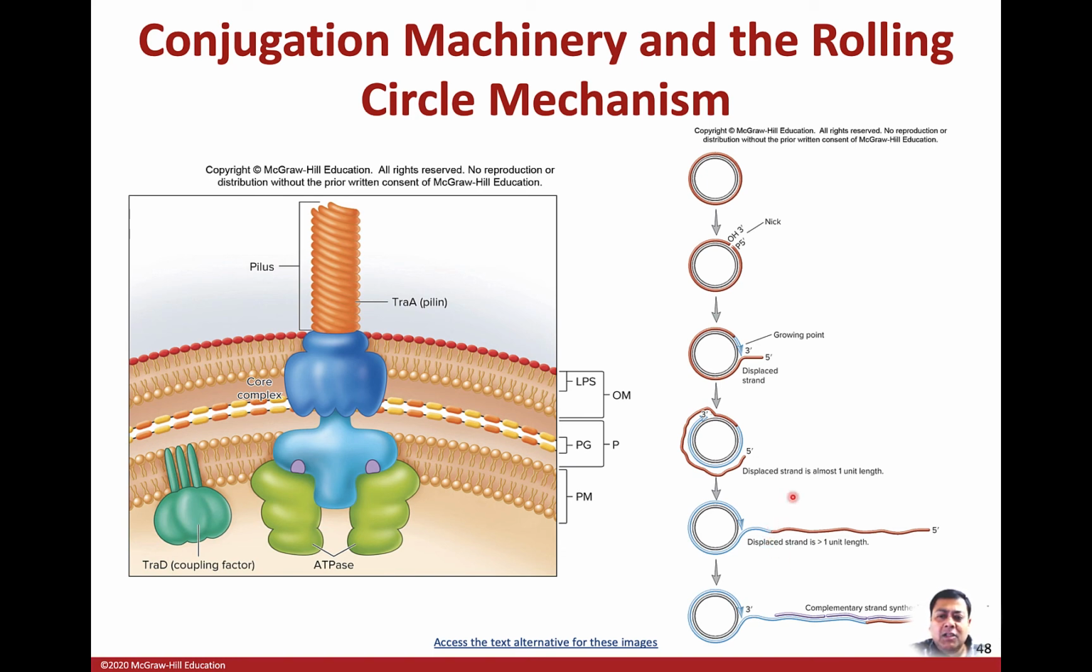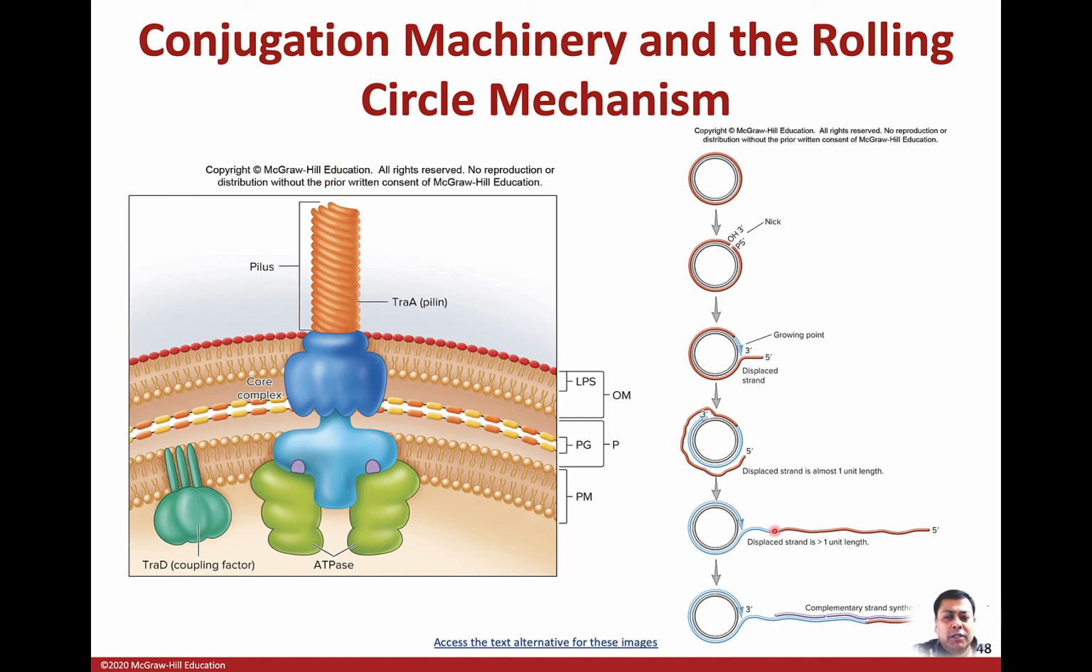So you can see that as the whole one unit length of the DNA is displaced, you already have the double-stranded DNA being made. So in this process, once you have this single strand, later the complementary strand is made, and this is going to be transferred into the next cell. This is going to get coupled with the TraD coupling factor. And this portion, with the help of these ATPases, right here you have TraI helicase. These ATPases will help this strand to push through this conduit to the next cell.